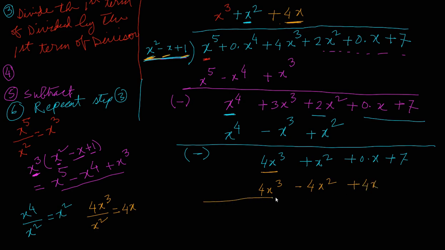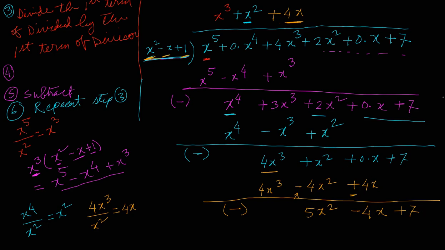And then what is my step? Of course, subtract. Again the first term cancels out, so this negative is going to become positive. So x square plus 4x square is going to be 5x square. Then 0x, and this positive 4x is going to be negative 4x. So 0x minus 4x is negative 4x, and then I'm going to write positive 7. Okay, so that's the end of this step.